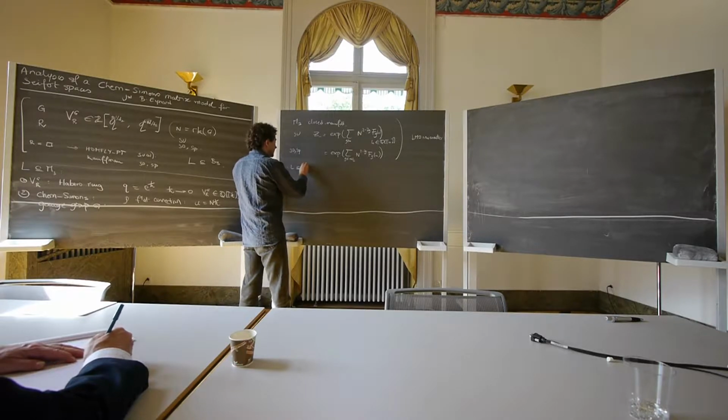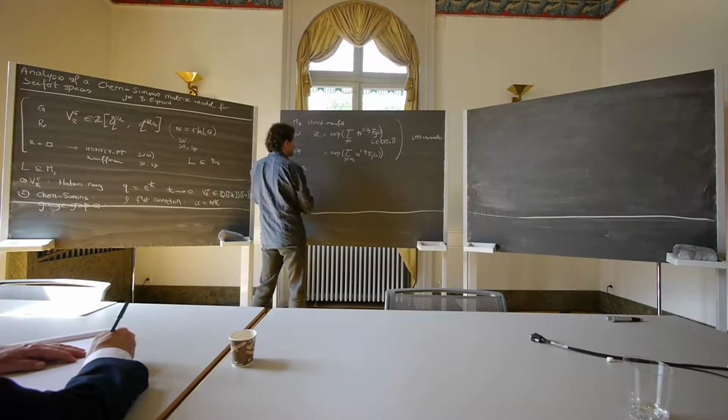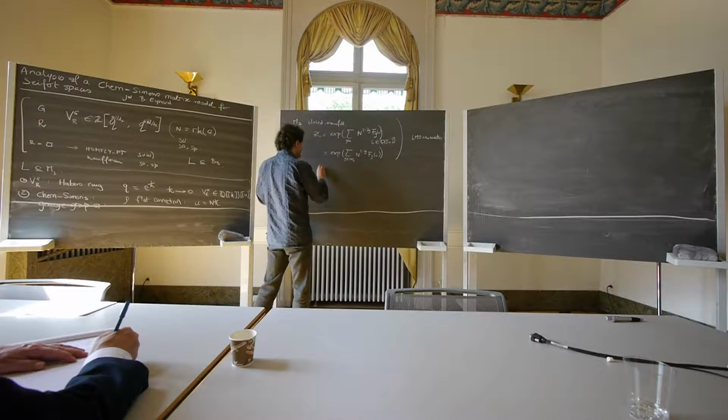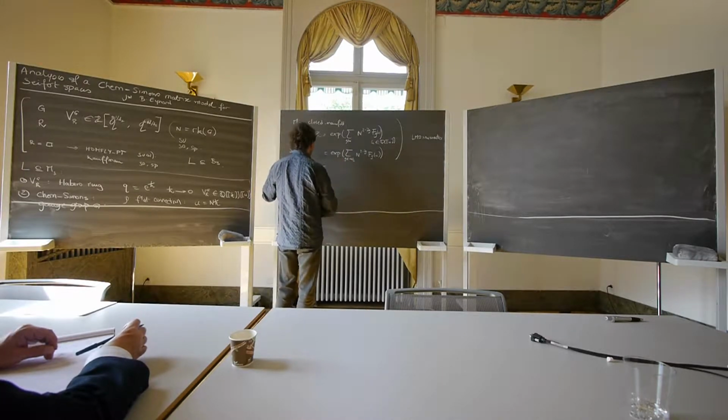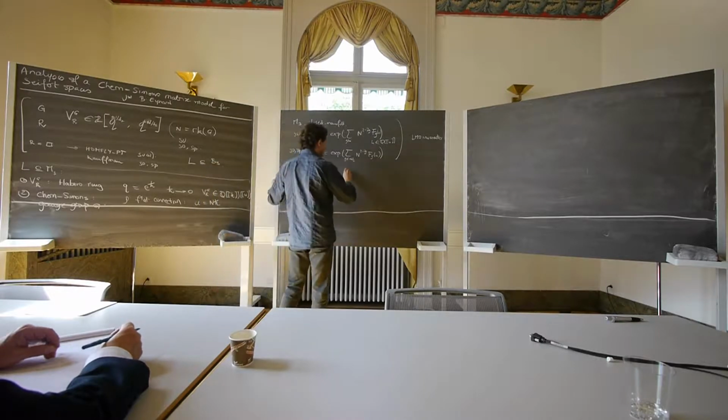And if you have a link, then you can, in rational homology spheres, you can define V_R^G, again, as a perturbative series using the conservation table.